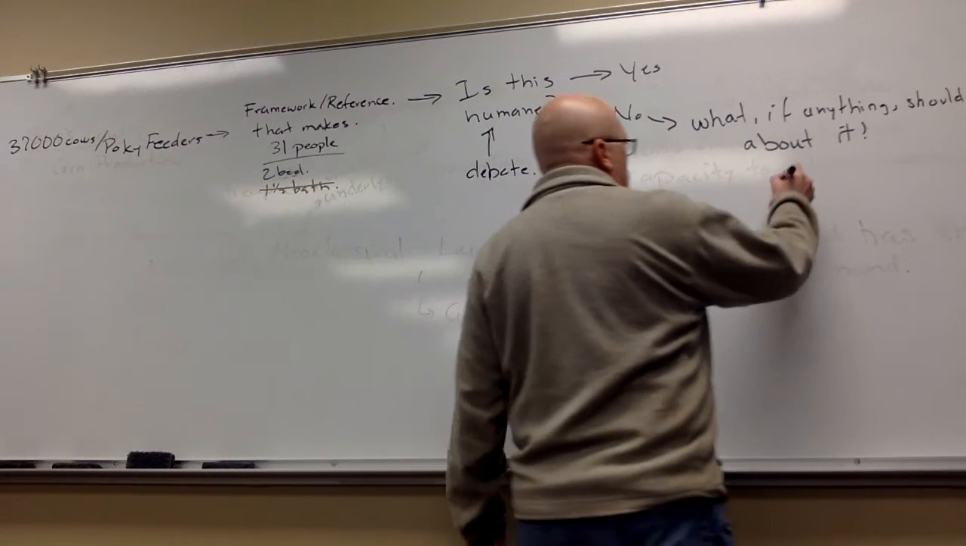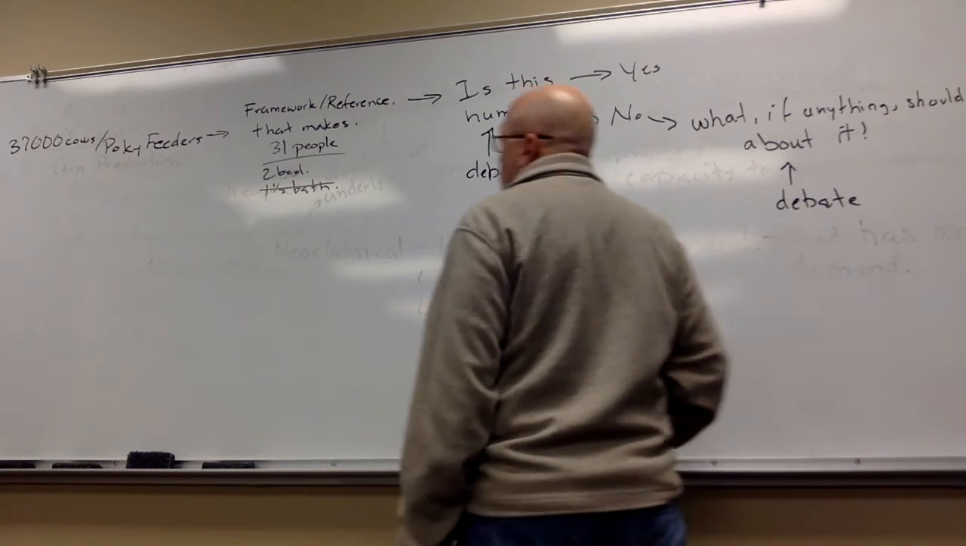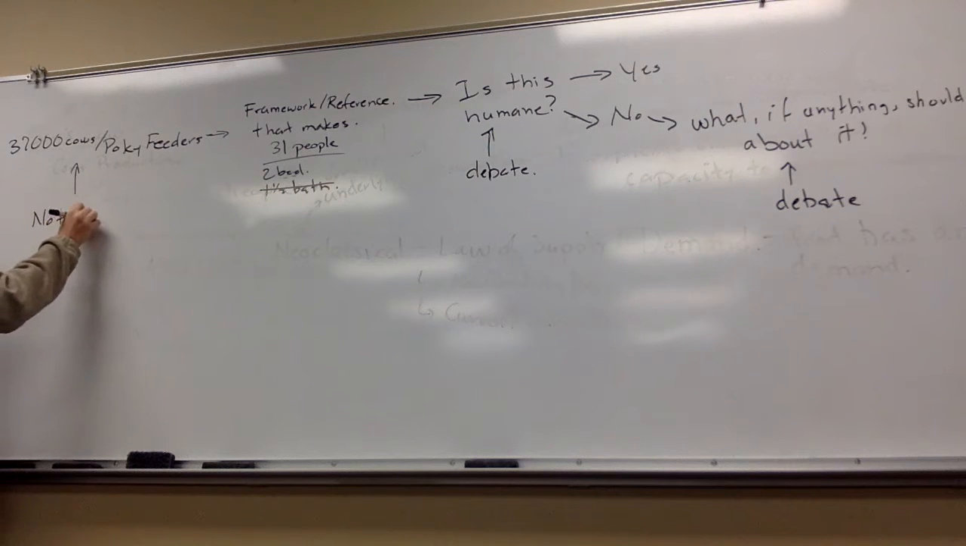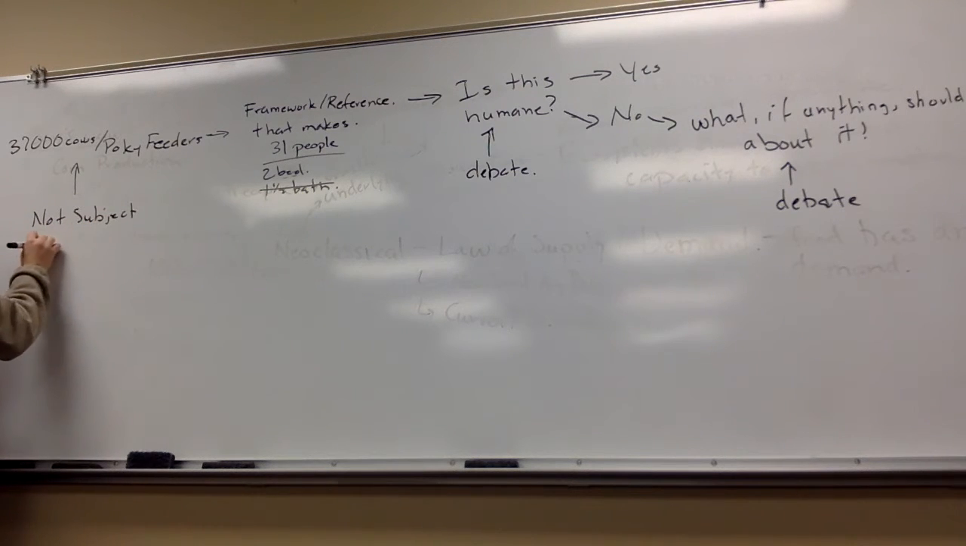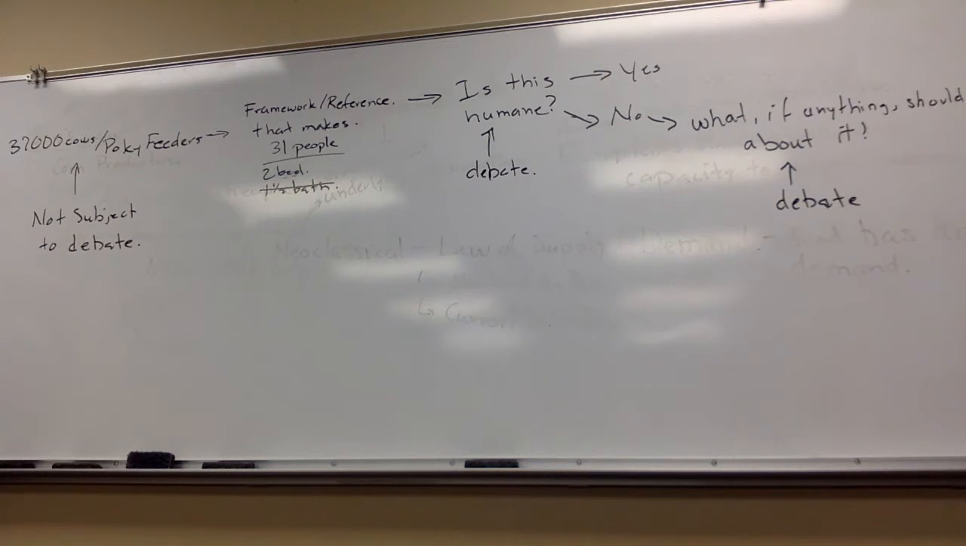What appears not subject to debate? The facts, the actual cows and that amount of space. Not subject to debate. There either are or are not 37,000 cows at Pokey Feeders. Pokey Feeders either is or is not a certain size. Divide the number of cows by the area that they live in. That's the density of cows. That's the stocking rate of cows. That's not subject to debate.